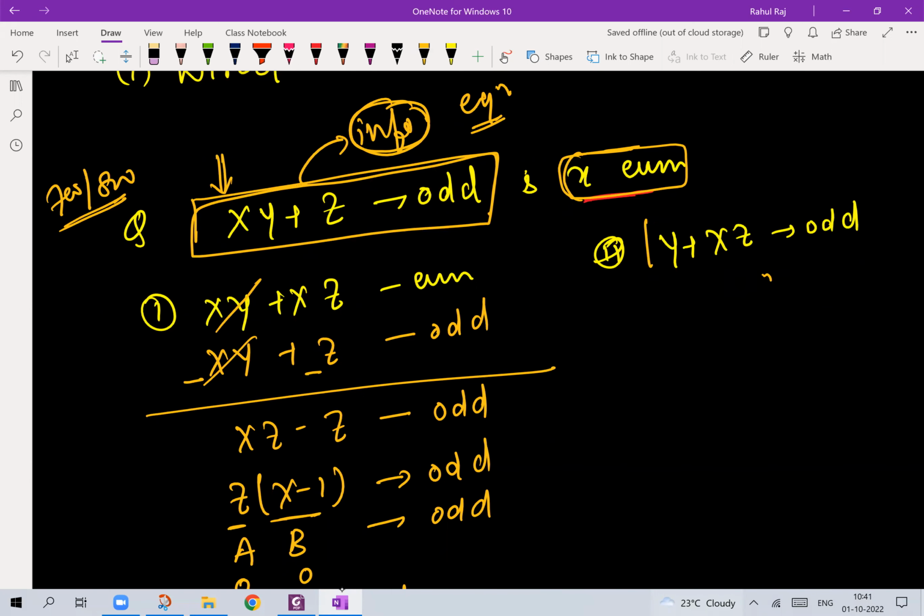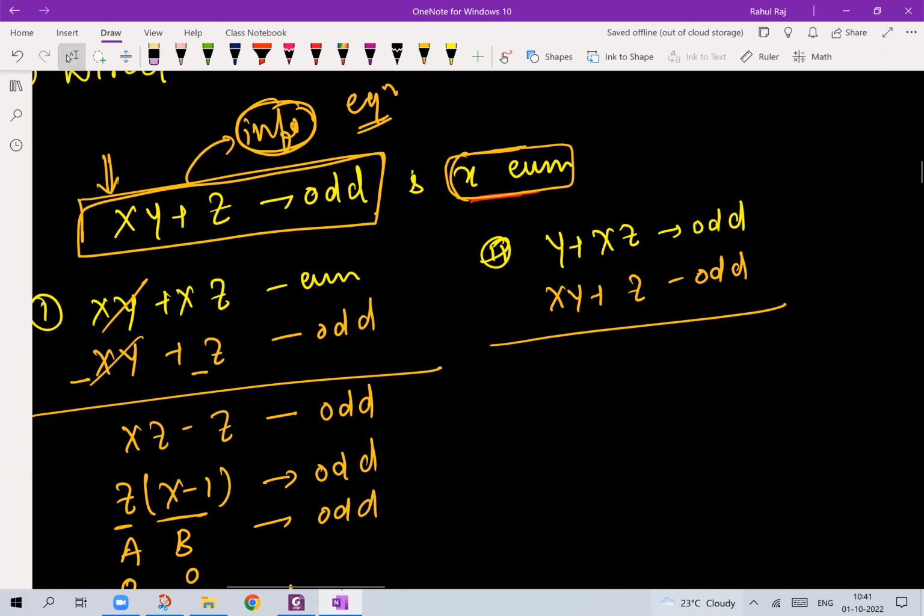Now come down to option number 2. It says y plus xz is an odd integer. What is given to me? xy plus z is an odd number. Now, if I solve these two equations and subtract, nothing is being cancelled at all. Now, I love adding. If you want to subtract, you subtract, that's absolutely okay. If I add this, what do I get? y plus xy, z plus xz. Odd plus odd is what? 3 plus 3 is 6. So odd plus odd is even.